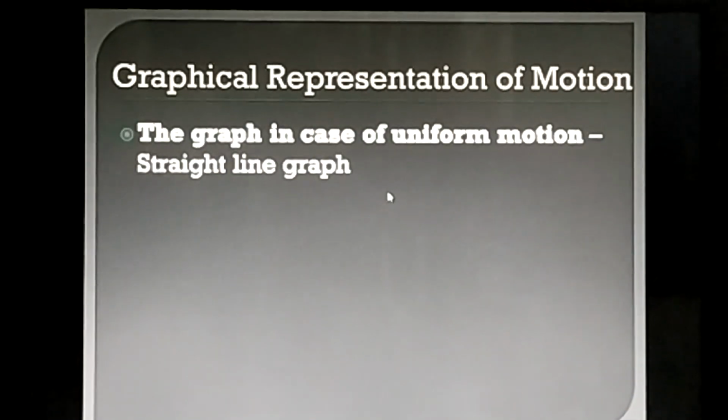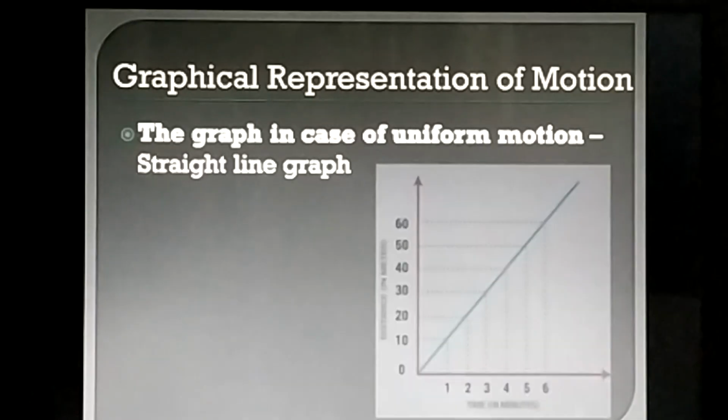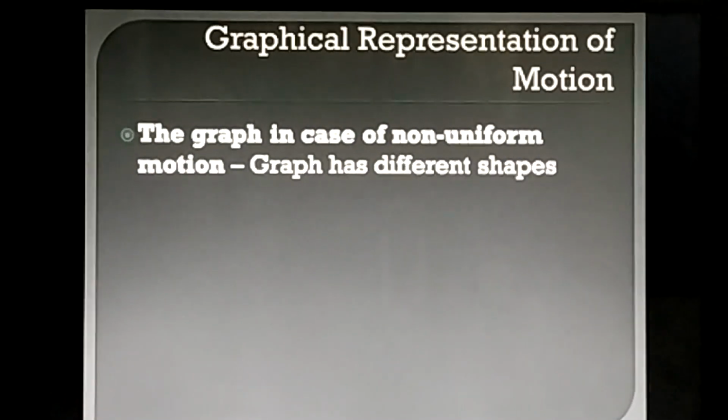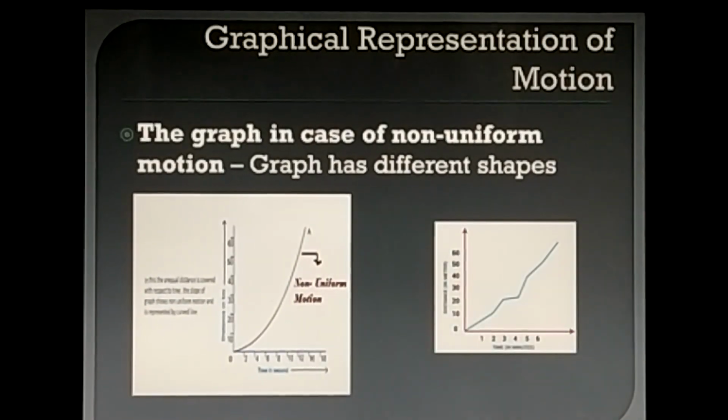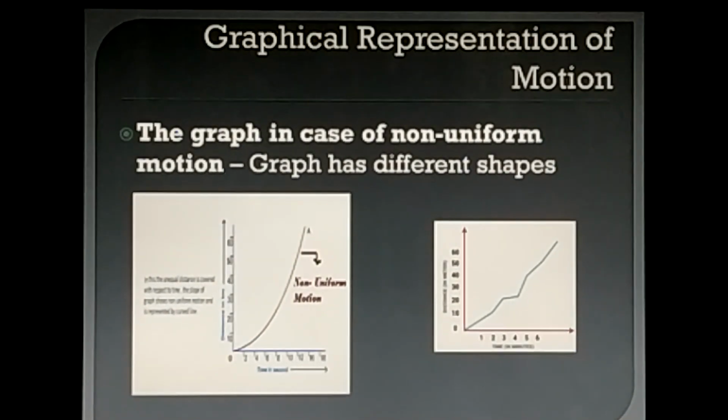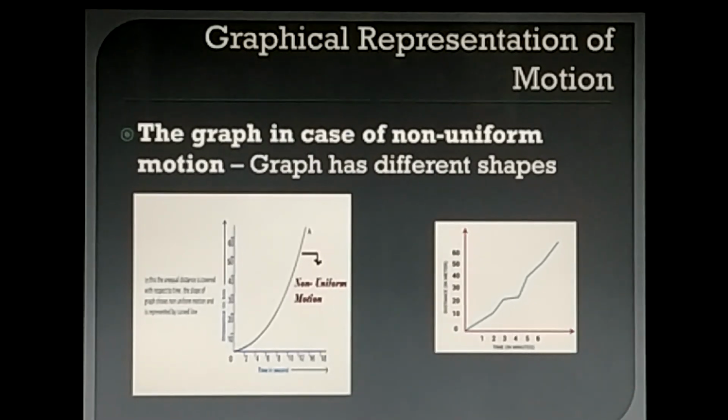Next is the graph in case of the uniform motion, that is we will get a straight line graph. Next, the graph in case of non-uniform motion, then we get two types of graph here, the curved line graph or the zigzag line graph. These graphs represent the non-uniform motion.